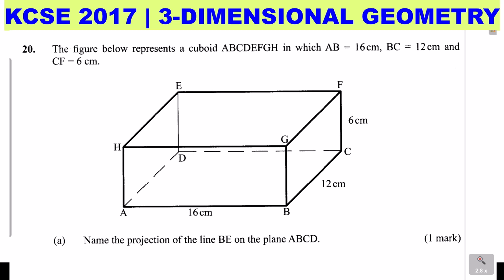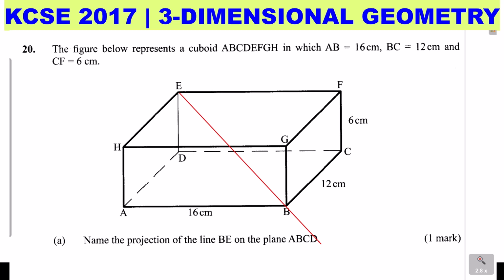Part A of the question: name the projection of the line BE on the plane ABCD. So the first thing you're going to do is to draw line BE. So line BE, let's draw that line. So that is the line BE. We need to get its projection.